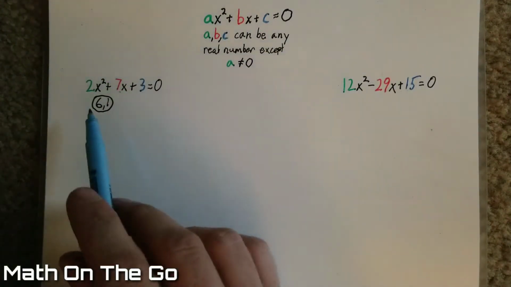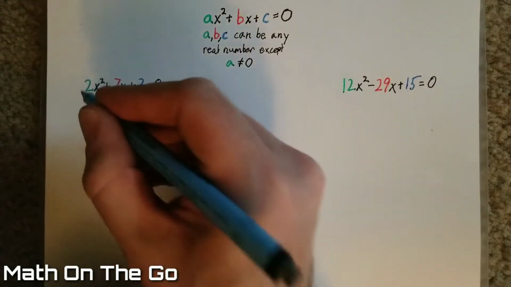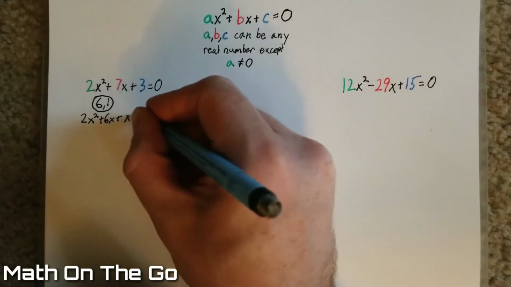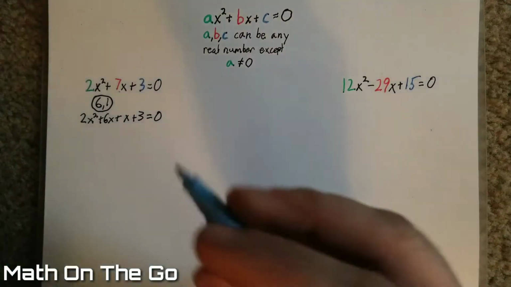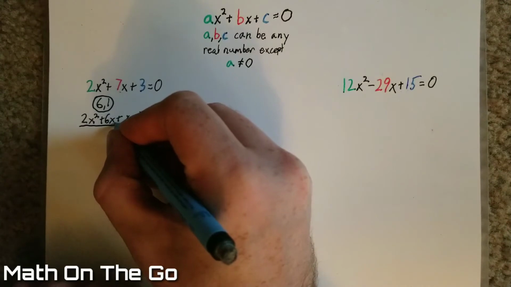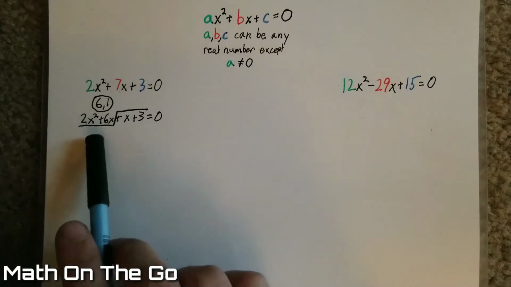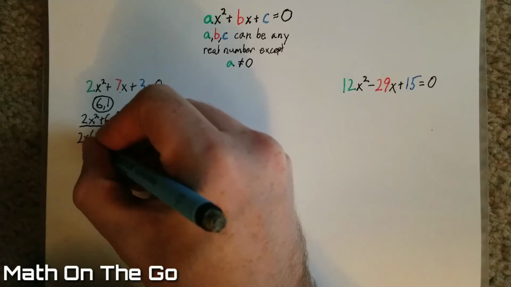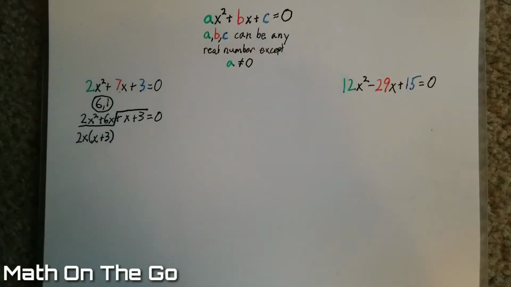So we're going to take our 6 and 1 and replace our 7x. We're going to end up with 2x squared plus 6x plus x plus 3 equals 0. And now we've got two terms here, so we're going to factor that. We're going to have our 2x squared plus 6x, plus our x plus 3. If we factor this, we can pull a 2x out, and then we're left with x plus 3. So that's what we have on the left side.